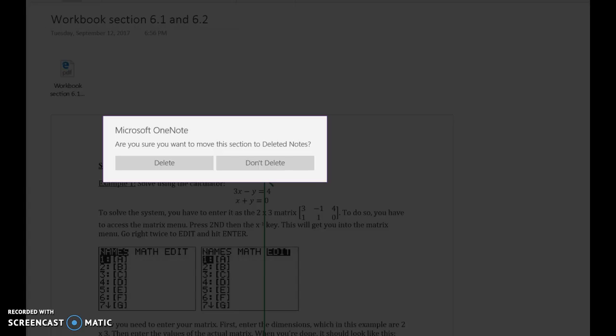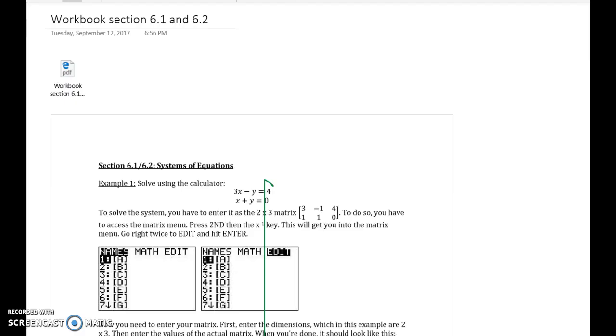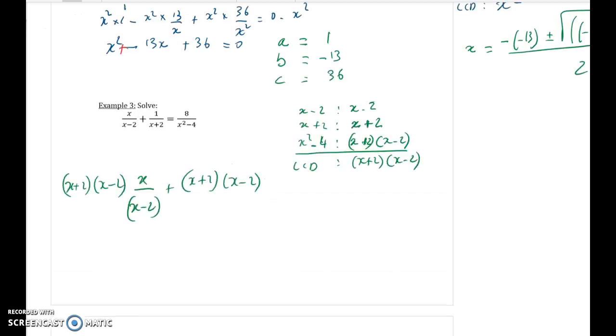Oops, no, I don't want to delete that. I don't know what happened right here, so don't delete. Let's go back to section 4.3. Okay, I'm sorry for that.